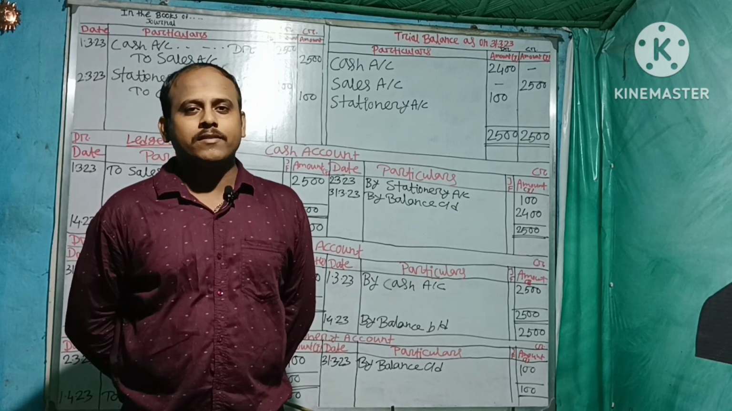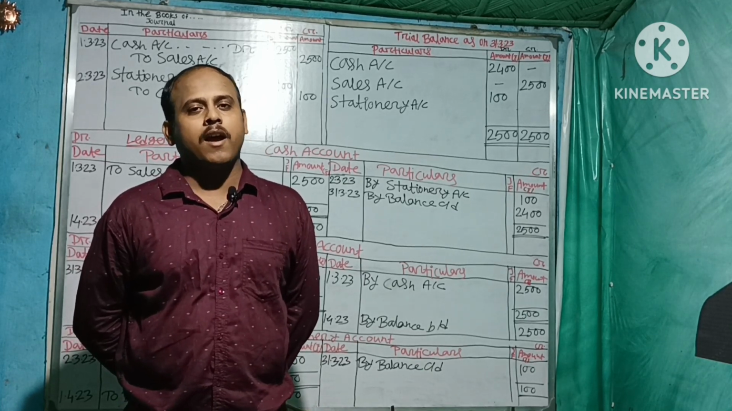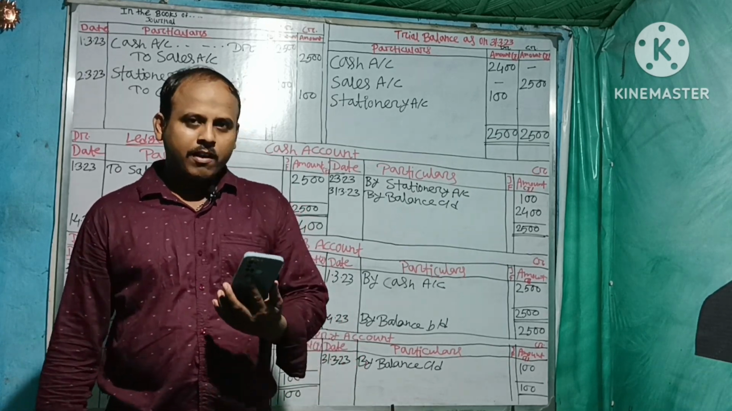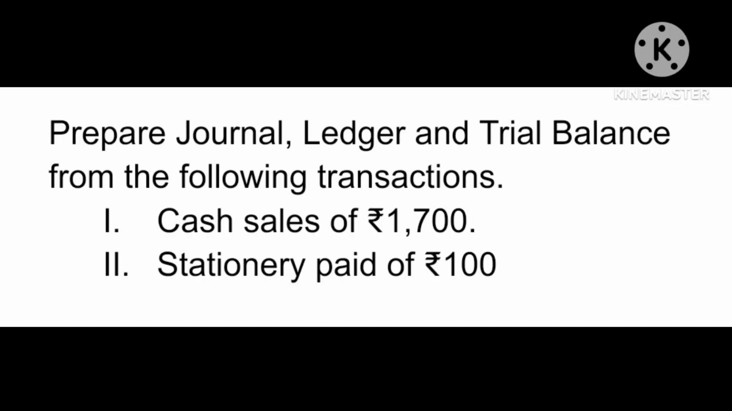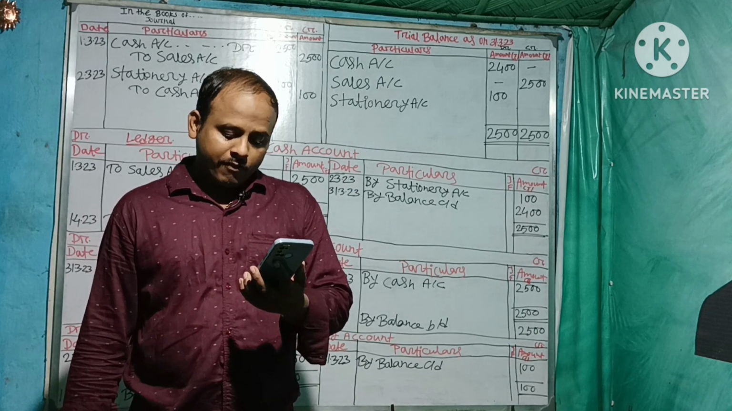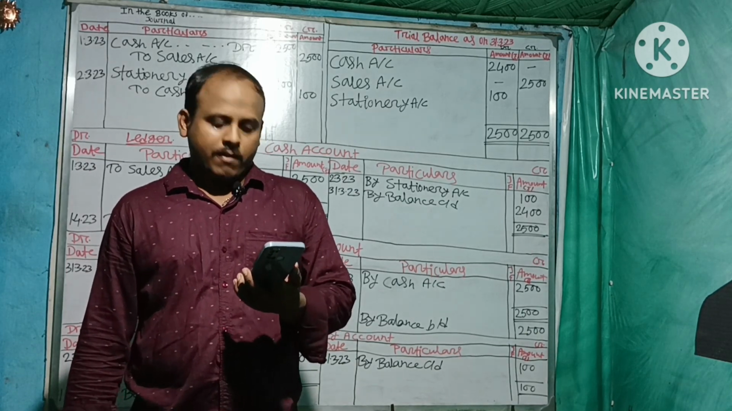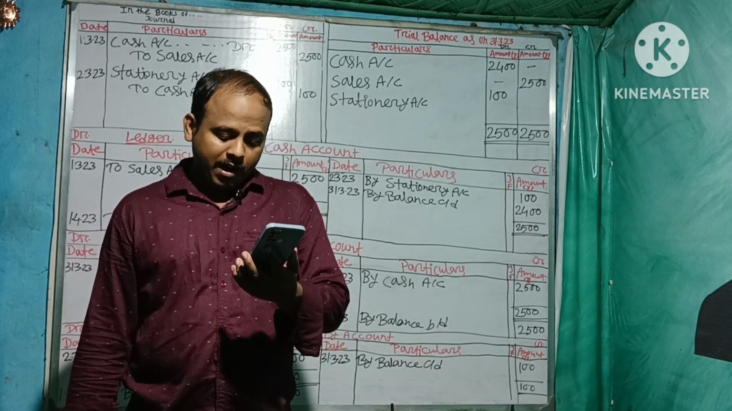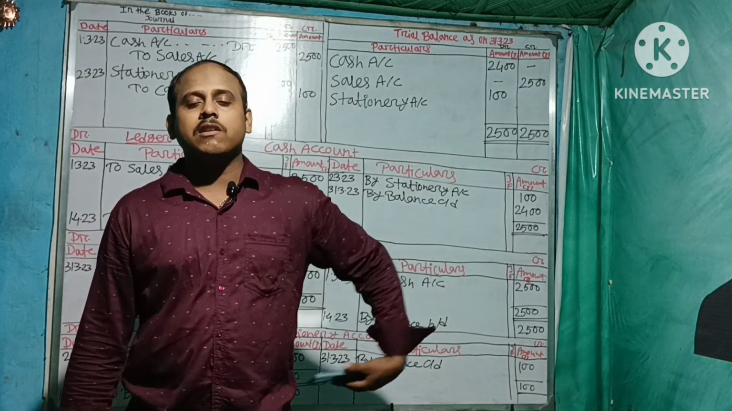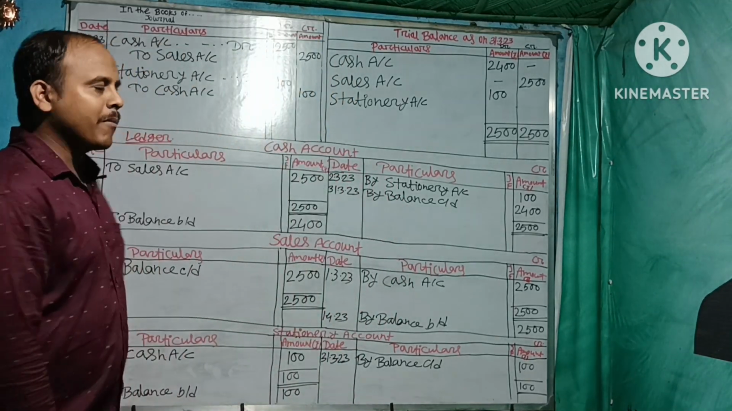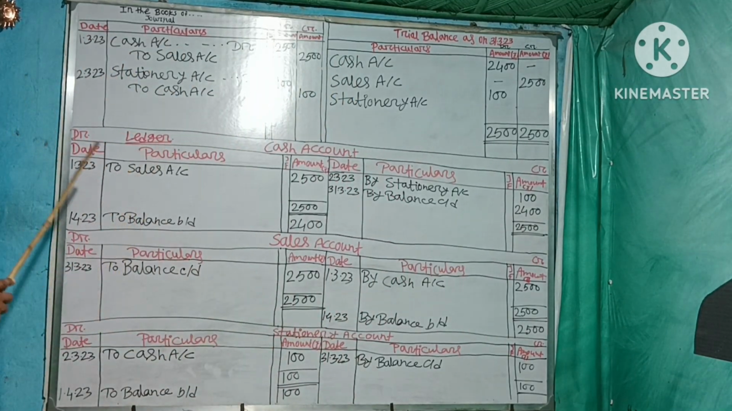Today we will discuss journal, ledger and trial balance. We take a question first of all. Prepare journal, ledger and trial balance from the following transactions. First transaction: on 1st March 2023, cash sales of rupees 2500. First of all, we'll take a journal format.